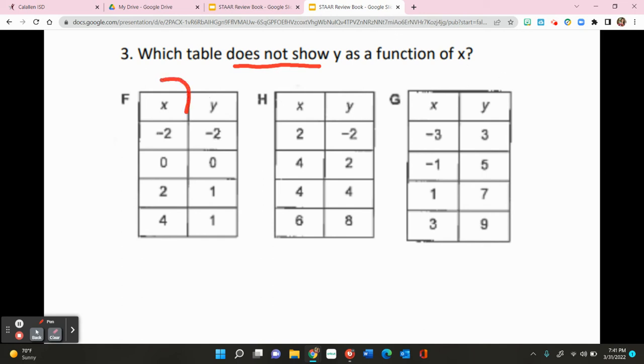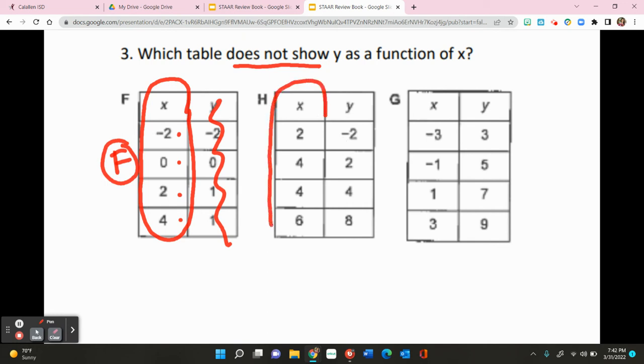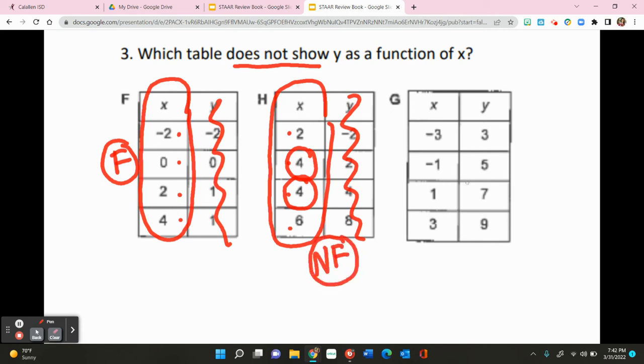So looking at answer choice F, again, I'm only concerned with looking at my x's. I don't care about my y's. So I have -2, 0, 2, and 4. Here we see that none of my x values repeat, so F is a function. Looking at H, again, I'm only concerned with my x values. I do not care about my y values. My x values are 2, 4, 4, and 6. Here I see that the 4's repeat. So this is not a function since I have x values that repeat.